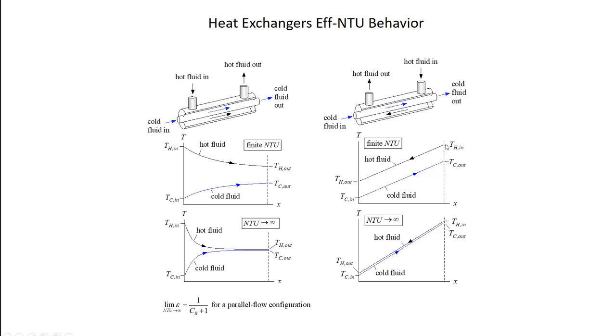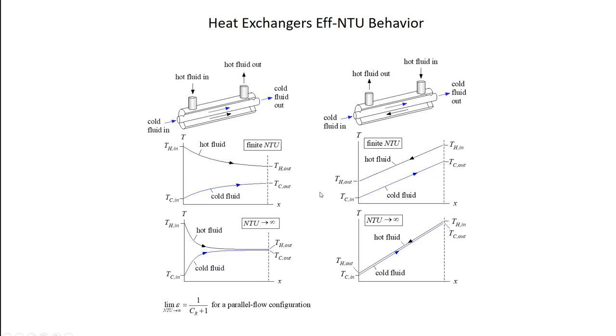Same idea, but now the flows are in the opposite direction, right? So here I come in at T_H,in, my hot fluid drops. I come in here at T_C,in, my cold fluid rises, right? They both rise and drop the same amount. The temperature changes are the same, and the temperature changes are substantial. But this temperature distribution and this temperature distribution look very, very different from one another, right?